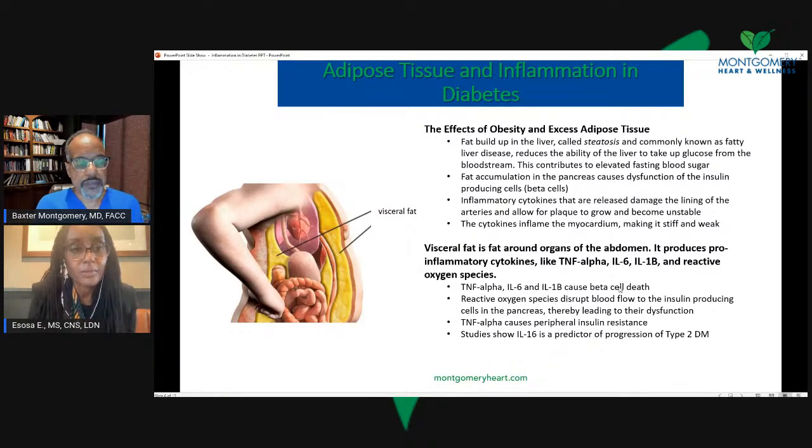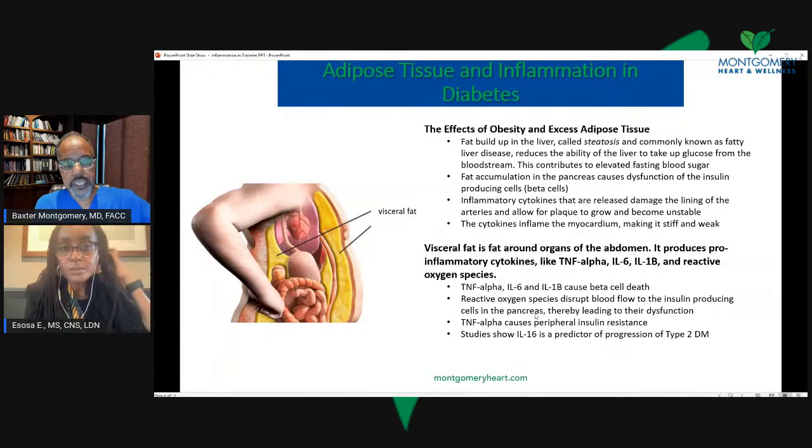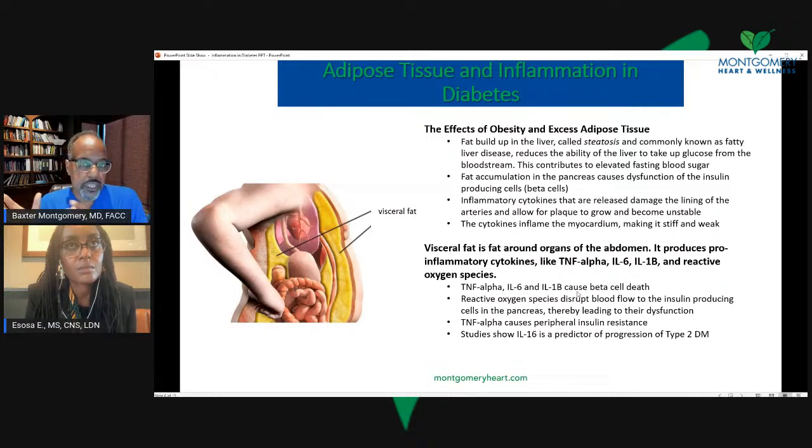And so these inflammatory markers are happening at the cellular level. In this case, it's the beta cell. They lead to beta cell death. In the case of myocardial problems, heart failure, they lead to myocyte death, which leads to weak hearts or heart disease or heart attacks, etc., or heart rhythm problems. So you have the same underlying mechanism that's causing different disease states and resulting in different manifestations. TNF alpha causes peripheral insulin resistance. Studies show that IL-6 is a predictor of progression of type 2 diabetes.